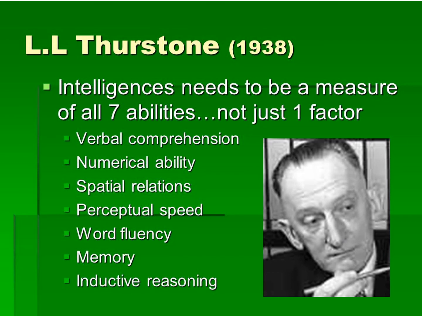If we look at another individual conducting intelligence testing at the time, we have L.L. Thurstone from 1938. He says that intelligence needs to be a measure of all seven abilities, not just one factor, so he was a little different from what Spearman and some of the others were saying. He wanted to consider abilities such as verbal comprehension, numerical ability, spatial relations, perceptual speed, word fluency, memory, and inductive reasoning in measuring intelligence.